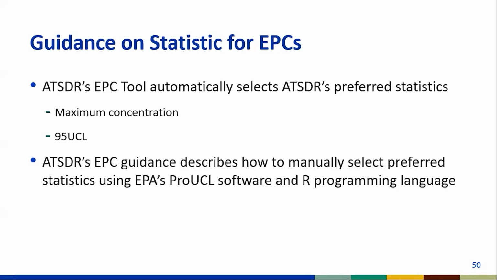ATSDR's EPC guidance details the manual process for determining the appropriate statistic if health assessors use EPA's ProUCL software or the R programming language. With both tools, the user must assess the data distribution manually and then select or request the approach for calculating the 95 UCL based on that information and other dataset characteristics. Due to the manual nature of these tools, ATSDR recommends that health assessors use the EPC tool.